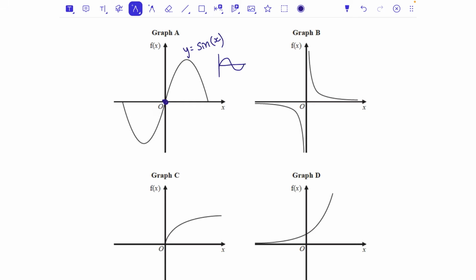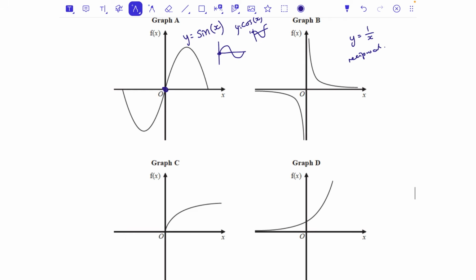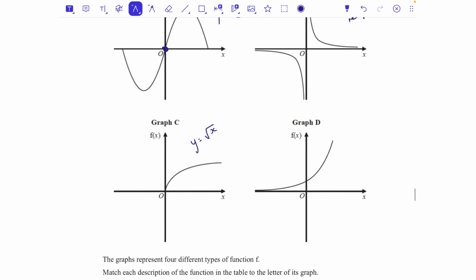Obviously, it goes on forever and ever. But cos is a cup, and cos starts at 1. That's how I remember them anyway. There we go. So cos starts up there at 1, whereas sine starts at 0. But that's going to be trigonometric. And then for B, I've probably got either 1 over x, or 2 over x, or 3 over x. This one is called a reciprocal graph. Graph C, it is getting bigger, but not by much. That's actually the graph of root x. And graph D is exponential, something like 2 to the power of x, or 3 to the power of x.